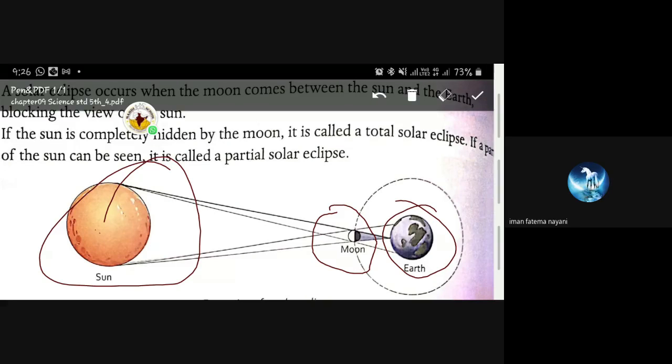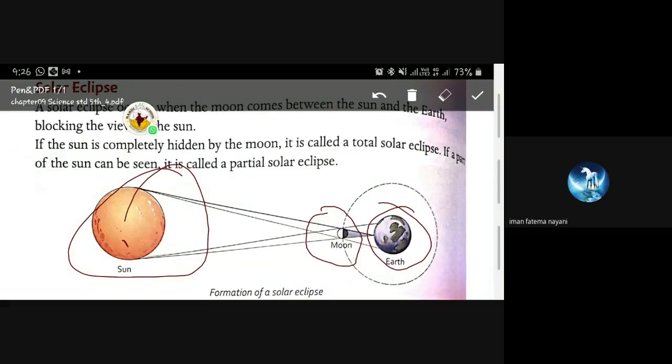If the sun is completely hidden by the moon, it's called a total solar eclipse. But if partially hidden, it's called a partial solar eclipse. Understood? The moon comes in between the sun and the earth. This is how a solar eclipse is formed.